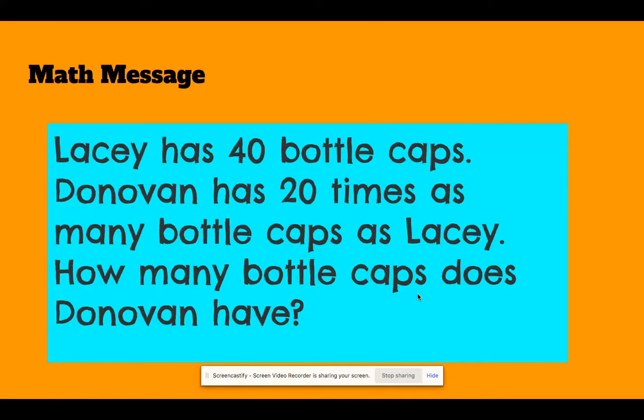Here's our math message, folks. It says Lacey has 40 bottle caps. Donovan has 20 times as many bottle caps as Lacey. How many bottle caps does Donovan have? Take a minute, try to figure that out on your own, see what kind of strategies you have to solve that problem.